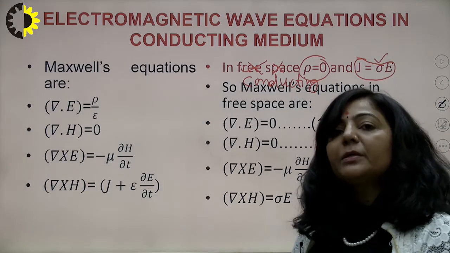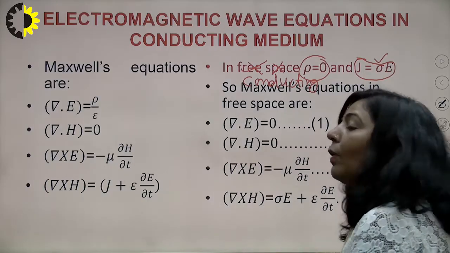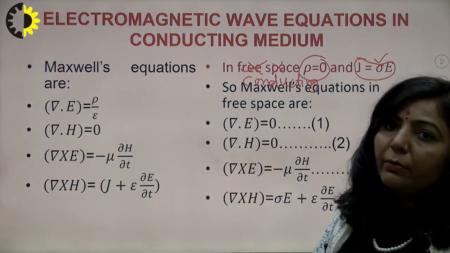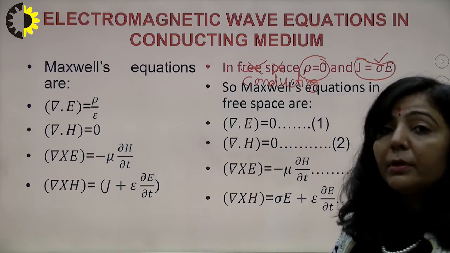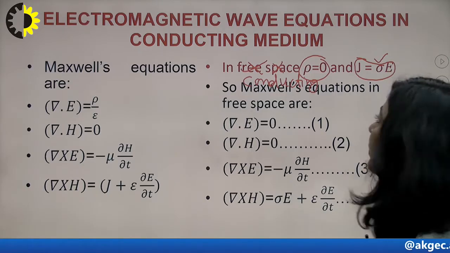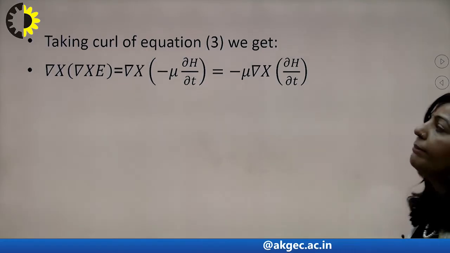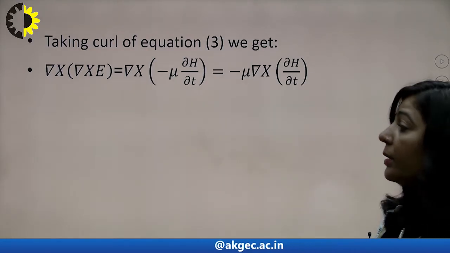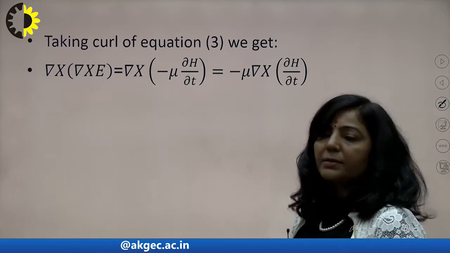Now the next step, in order to find the electromagnetic wave equation, is to take the curl of equation number 3 and the curl of equation number 4. After taking the curl of the third and fourth, you will get the required equations. So I am going to start with your third equation. Taking the curl of equation number 3, you have to take the curl of the left hand side as well as the right hand side.